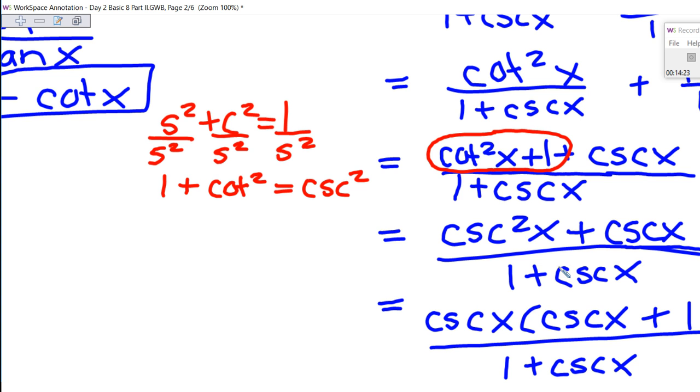That's helpful because what happens now? Yeah, now we have the same binomial. We have cosecant of x plus 1 in the numerator, cosecant of x plus 1 in the denominator. So you can only cancel binomials if you have the same binomial in the numerator and in the denominator when they're being multiplied. So my final answer is just cosecant of x. And notice my answer is a single term. So that one was lengthy, but we made it.